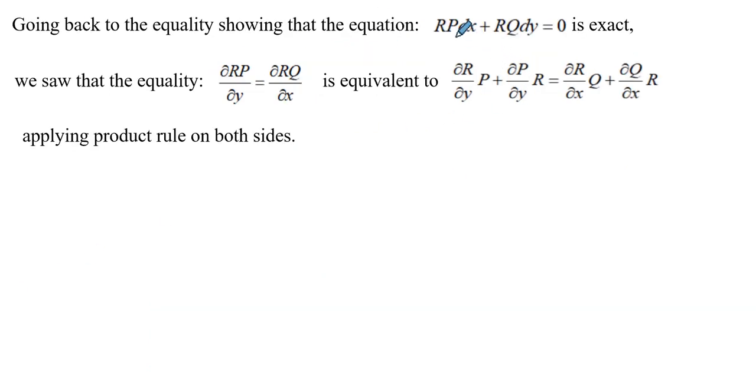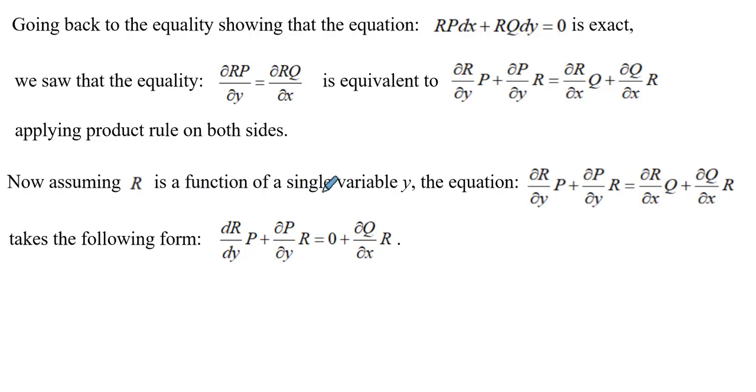Now, going back to that equality which gives us that the equation is exact, we know that equality is equivalent to this one by applying the product rule for differentiation on both sides. Now, assuming r is a function of a single variable y, this expression will take this kind of form, where this 0 is coming from differentiating r with respect to x.